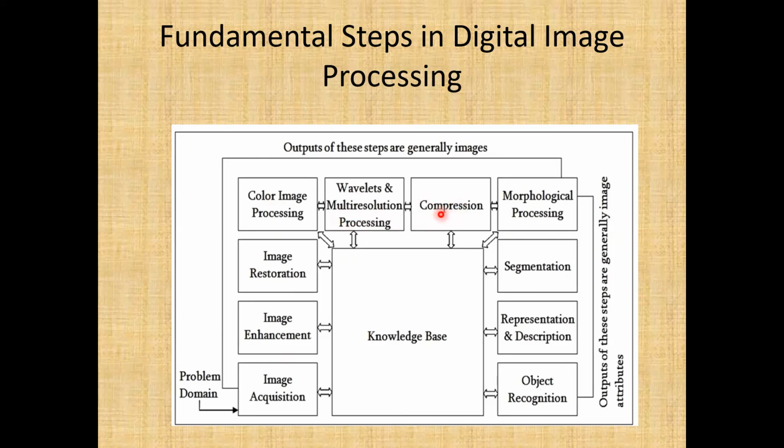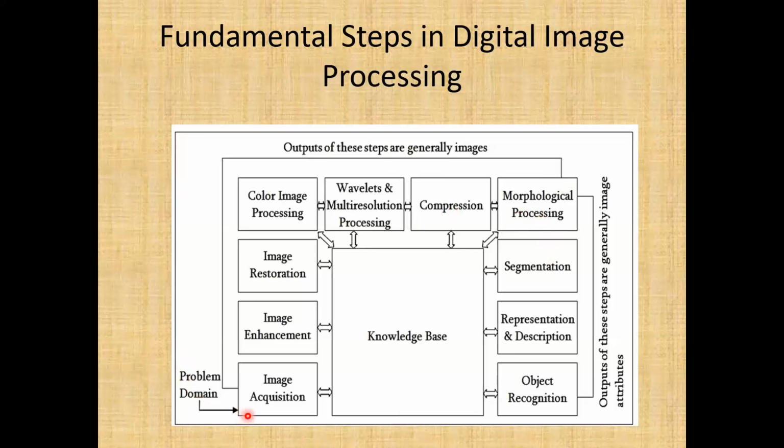And then whenever the storage space of an image has to be reduced, or whenever the images have to be transmitted over a network with less bandwidth, in such cases we have to compress and reduce the size of the image. And in morphological processing, we are extracting the image components that are useful in representation and description of shapes.